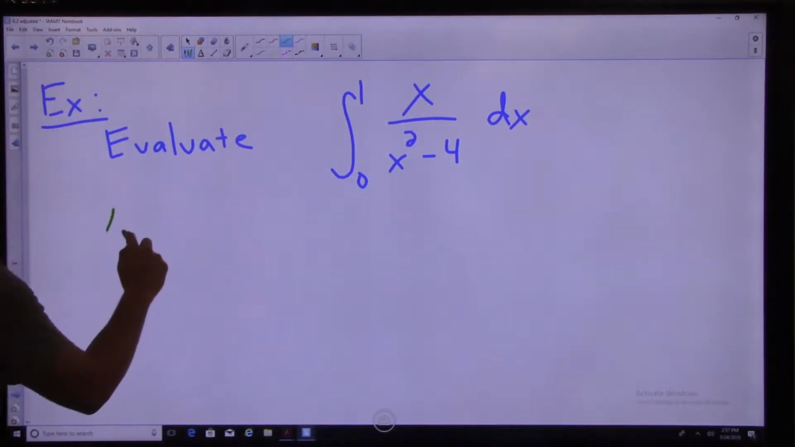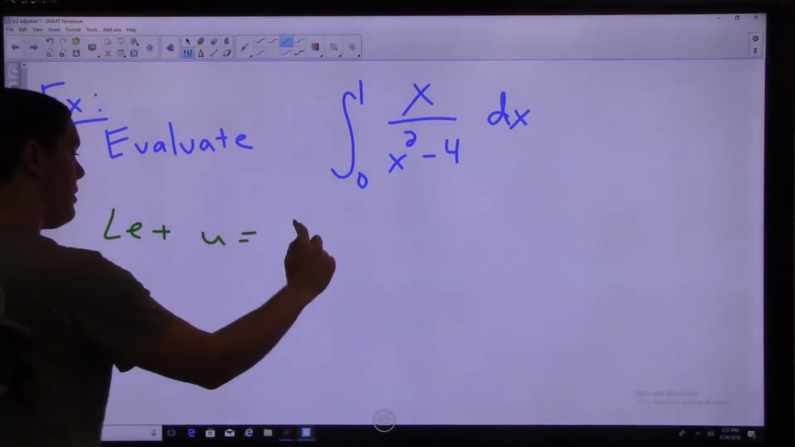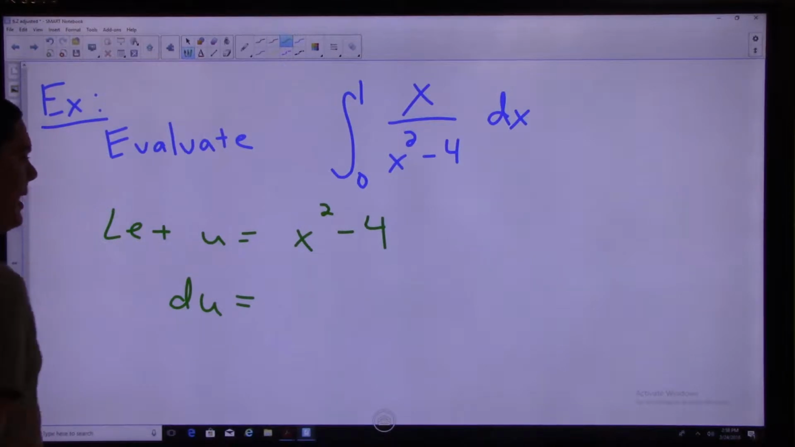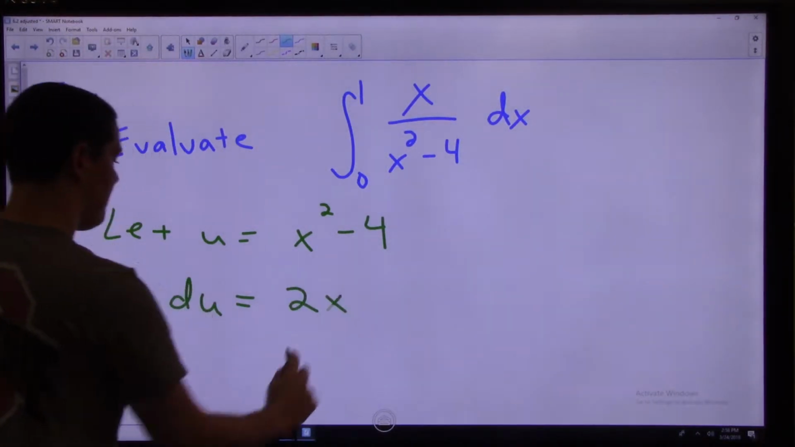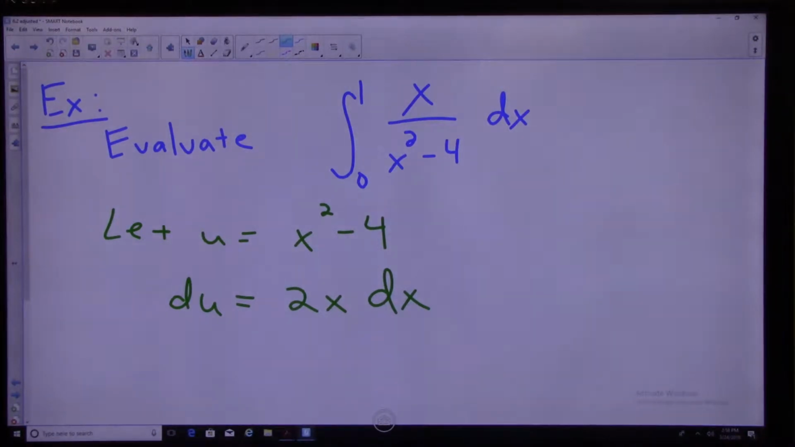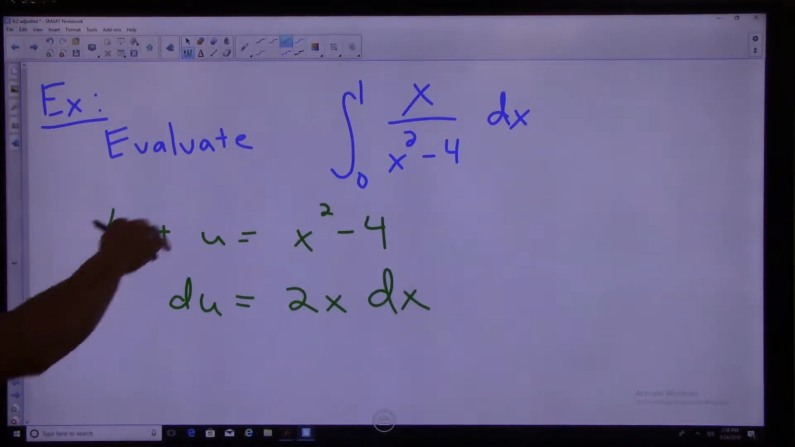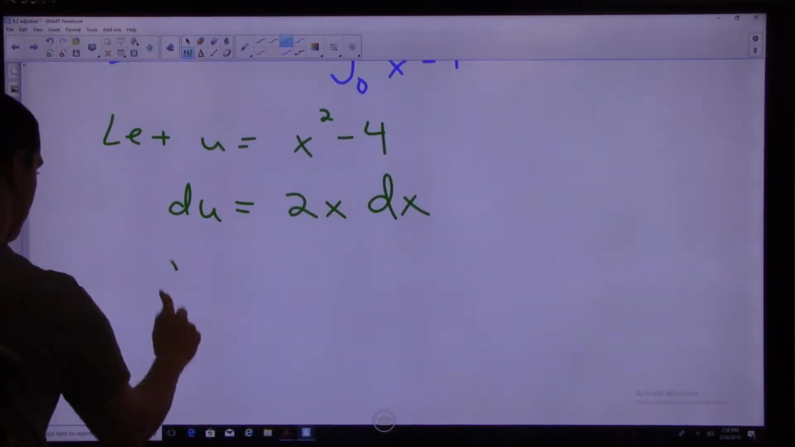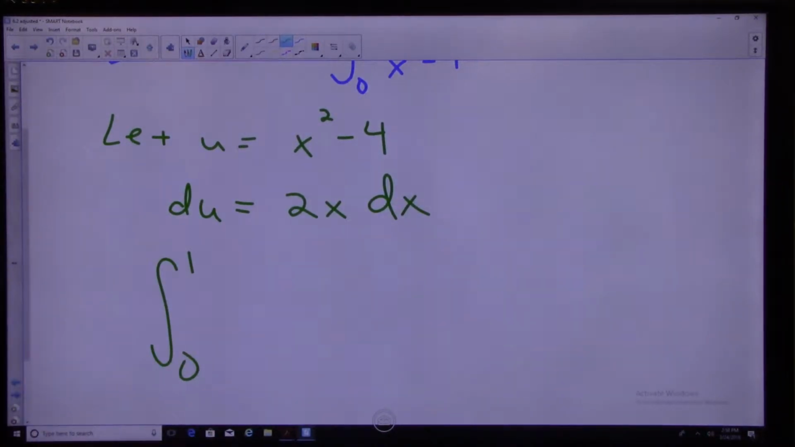Okay, so here we go. Let u equal x squared minus 4. So therefore du is going to equal what, guys? That's right, 2x dx. Don't forget that. Alright, so let's keep it going. So I'm going to try to replace my u here and see where that takes us. So this is going to be the integral from 0 to 1 still.